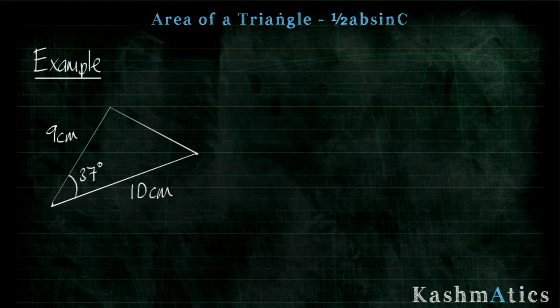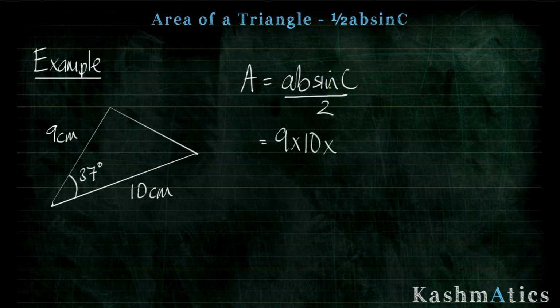So here's our first example. As you can see, we've got two sides, so 9 centimeters and 10 centimeters, and the angle that's sandwiched in between them. So let's look at our formula. So the formula is A equals AB sine C divided by 2. And all you do is you do A times B, so 9 times 10, multiplied by sine 37, and divide that by 2.